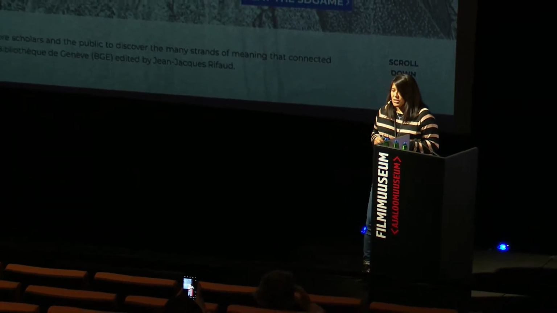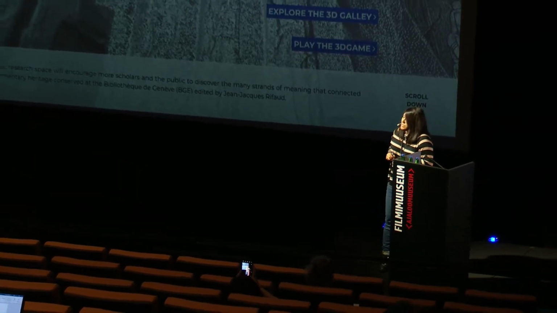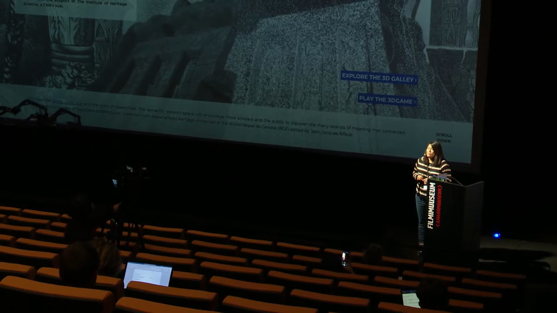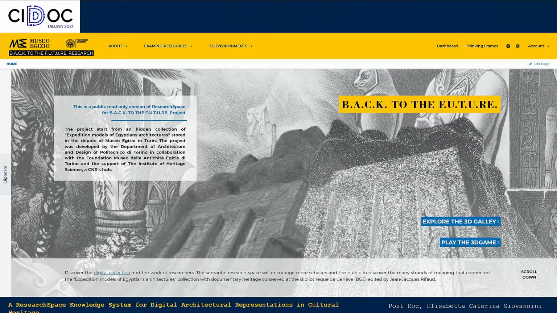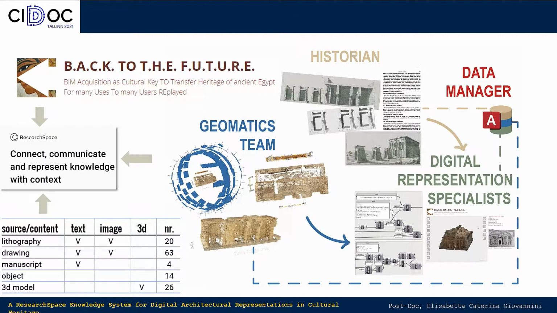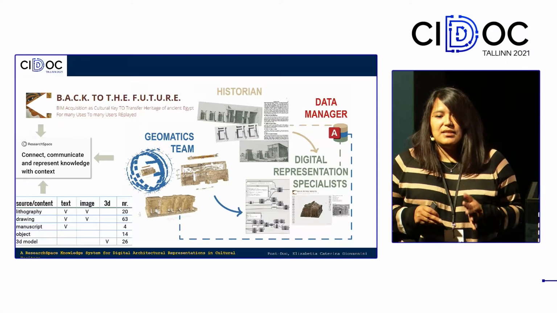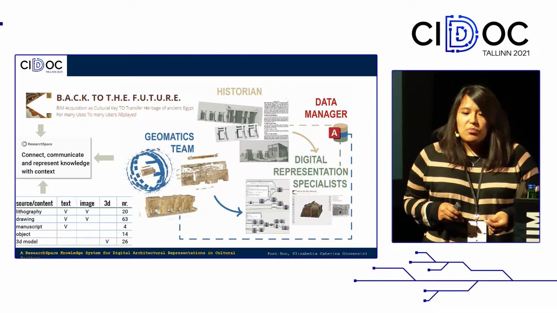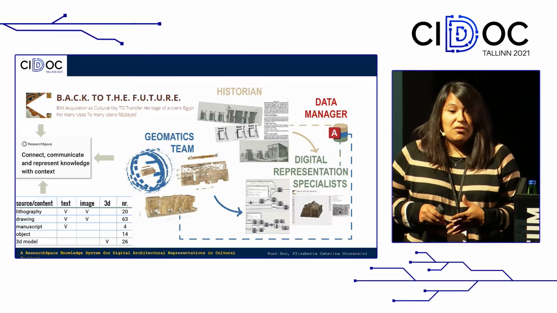The developed knowledge system can be considered an output of a previous project, Back to the Future. That project was a collaborative project between Politecnico di Torino and the Museo Egizio Foundation in Turin to develop a comprehensive system of knowledge regarding a collection of wood maquettes stored in the depots of the museum. The project, entitled Beam Acquisition as Cultural Key to Transfer Heritage of Ancient Egypt for Many Uses to Many Users Replayed, was an interdisciplinary project that involved several people with different backgrounds.